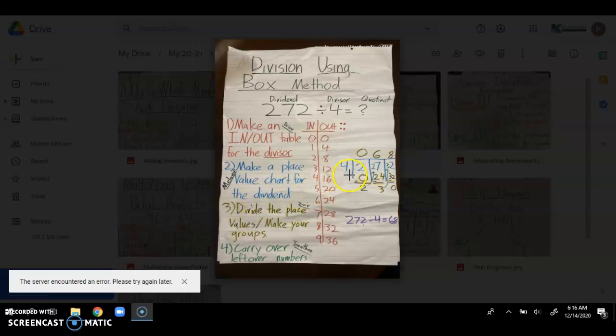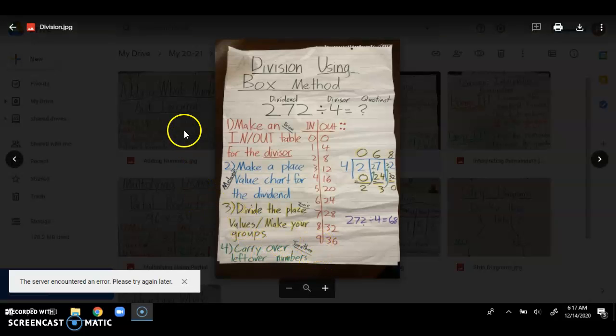Step 2 is to make a chart for each of the place values. So here we're dividing 272, so we have 2 hundreds, 7 tens, 2 ones. Step 3 is to divide the place values, so starting with 2, dividing 2 by 4, and then carrying over leftover numbers.